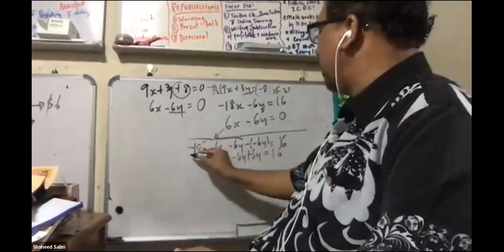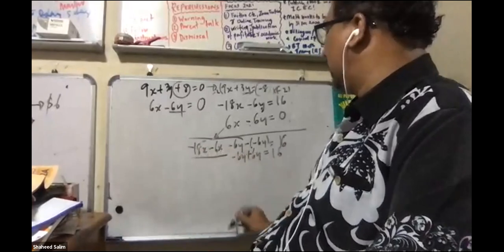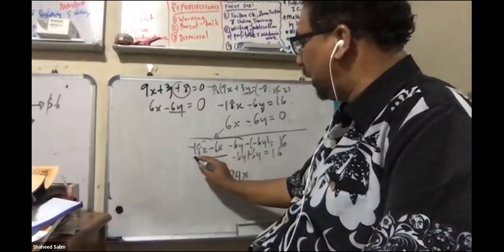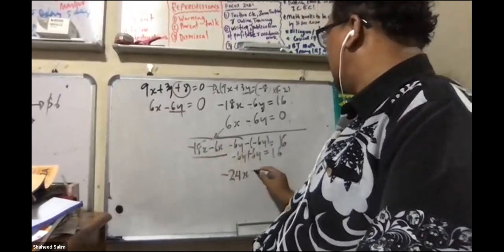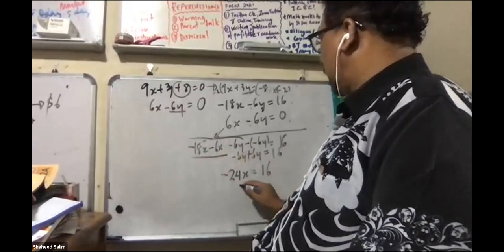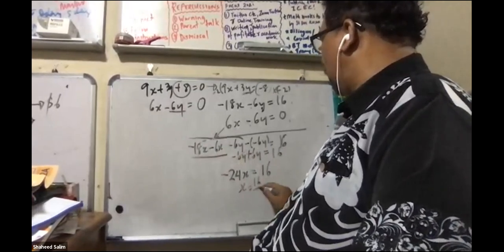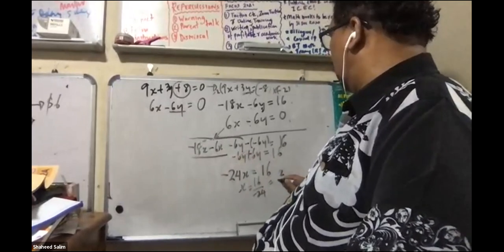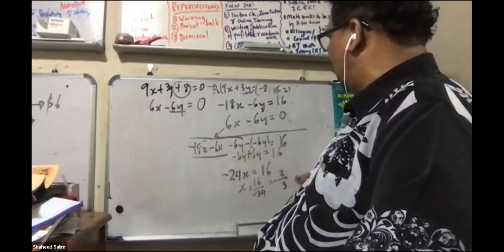This one now becomes negative 24x, because minus 18, minus 6, negative 24x equals to 16. And x equals to 16 over negative 24. You can divide by 8, you get 2, divide by 8, you get 3. Negative 2 over 3.